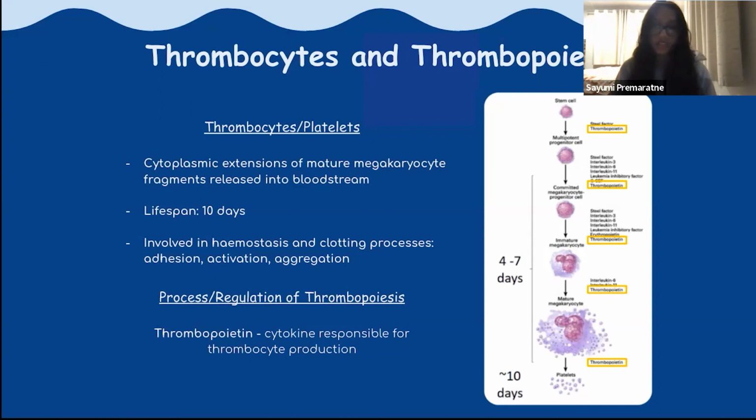And it's involved, as you can see in that diagram, along many steps of the way from the stem cell into a platelet. I've put a yellow box around them so you can see that pretty much every step is regulated by thrombopoietin, and especially the last step down the bottom where the platelets emerge from the mature megakaryocyte.